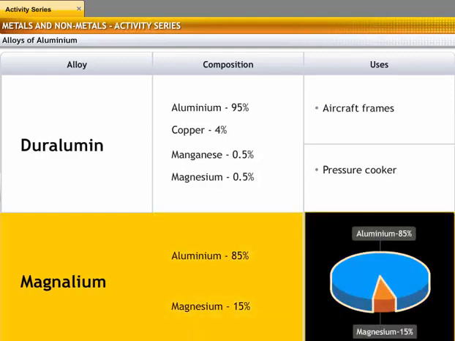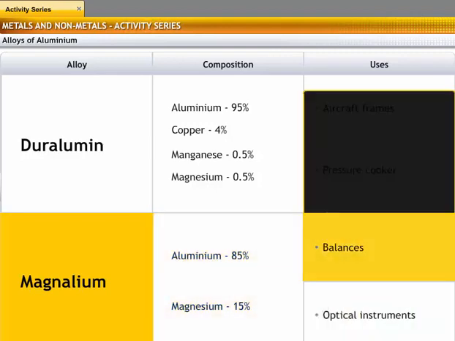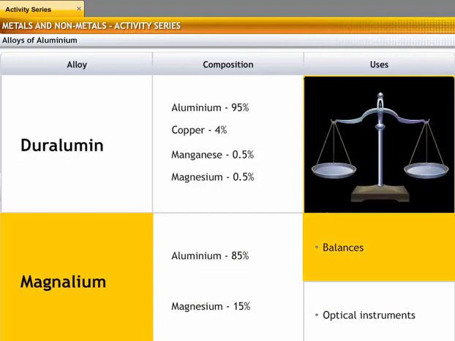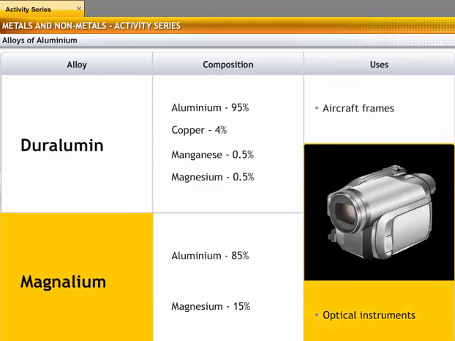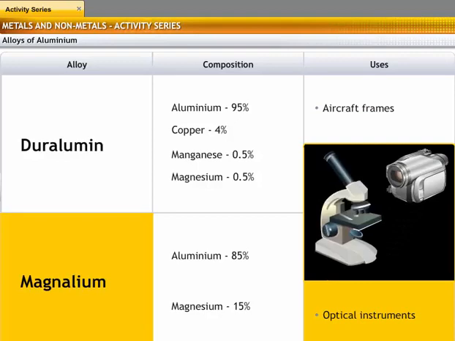Magnalium is composed of 85% of aluminium and 15% of magnesium. Magnalium is used in the making of balances because of its high structural strength and resistance to corrosion. It is also used in the making of optical instruments like cameras and microscopes due to its lightweight and resistance to corrosion.